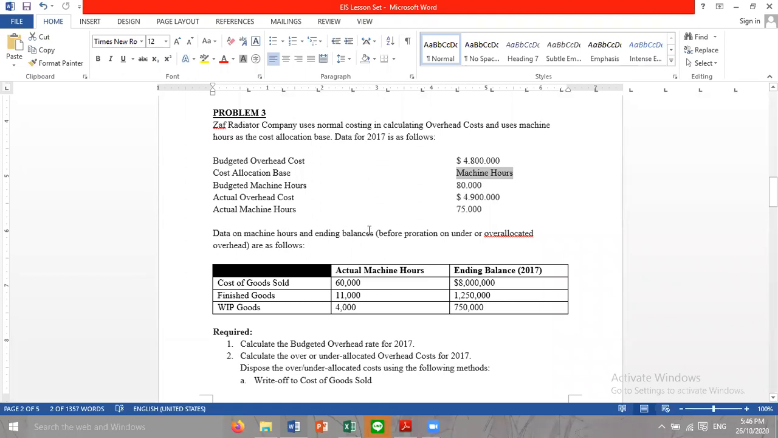Data on machine hours and ending balances before proration on under or over allocated costs are as follows. So we are also provided with ending balances here.